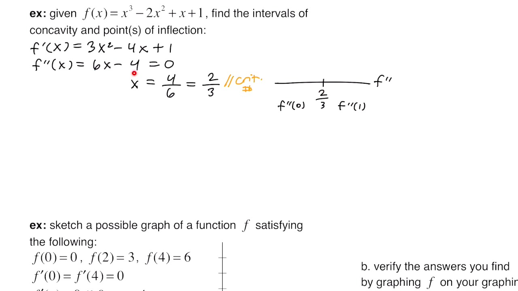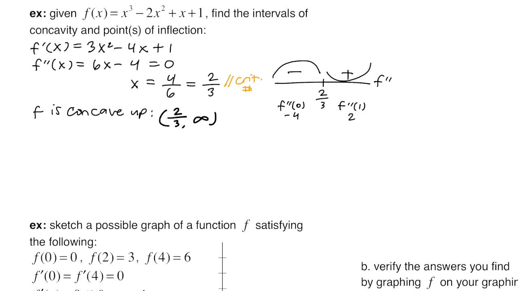When we plug in 0, we get negative 4. Since this represents concavity, I put a negative and then drew a concave down curve. When we plug in 1, we get positive 2. And again, I put a plus and then drew a concave up curve. Again, f is concave up where f double prime is positive.